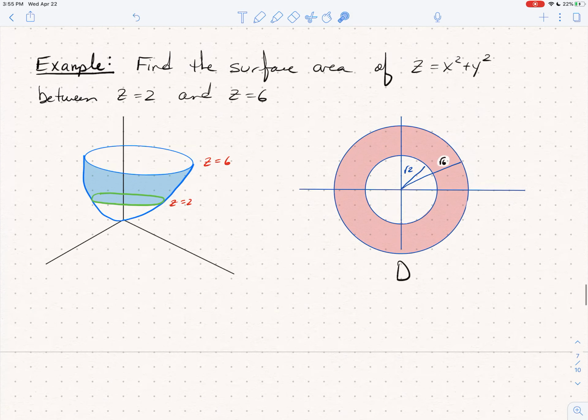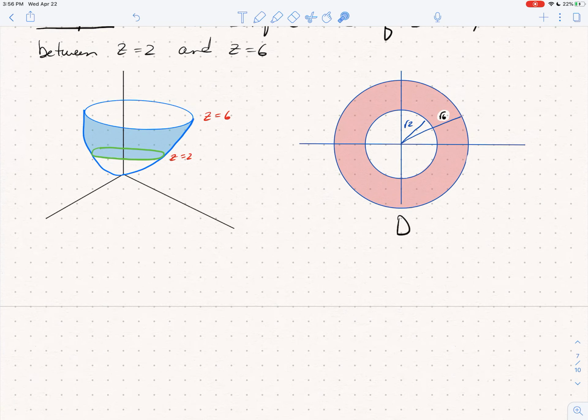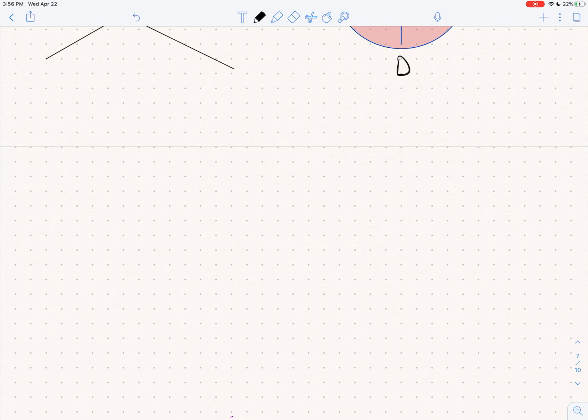So here we're asked to find the surface area of this paraboloid opening up between z equals 2 and z equals 6. So I get this strip on the paraboloid in the middle, going all the way around, and I want that band. First off, I need to figure out what I am integrating over. If you're standing up here looking down, you're going to see this picture. That's the region that we're going to integrate over. Hopefully you're thinking polar right away. That feels very much like a polar kind of problem, and it is.